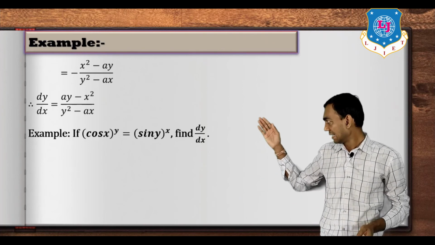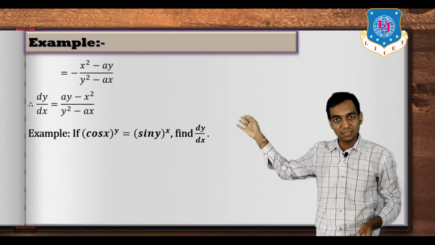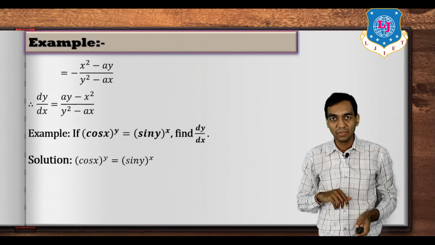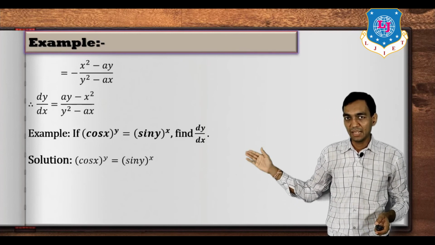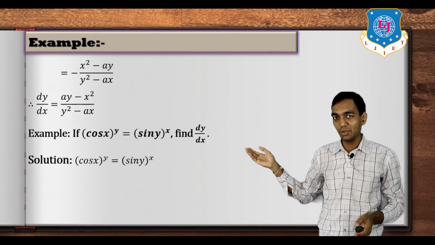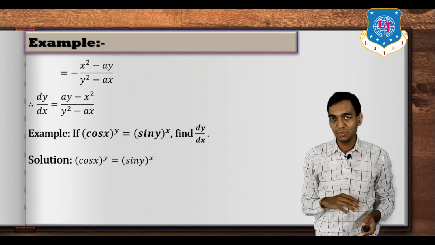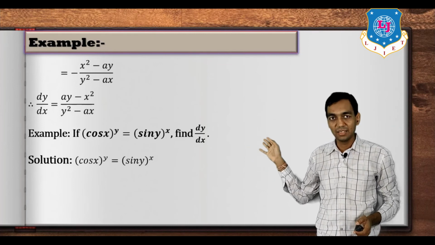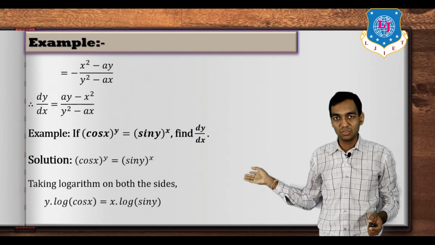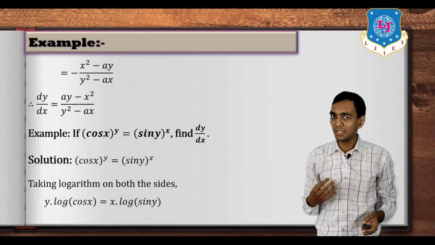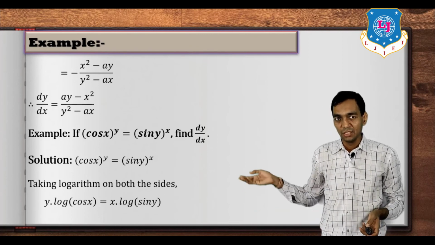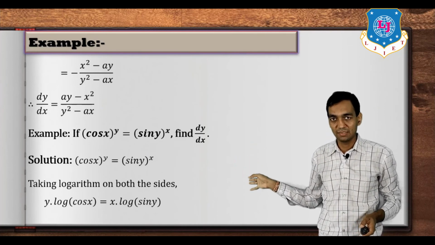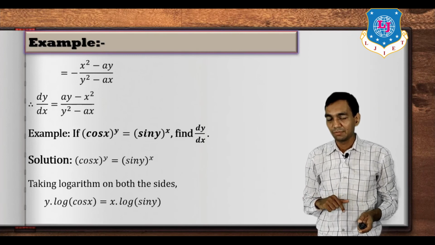In the same manner, the second example we have taken is (cos x) raised to y is equal to (sin y) raised to x, and find dy/dx. Here again check out, you cannot make x or y the subject, that means you cannot write x in the form of y or y in the form of x. So here you have (cos x)^y equal to (sin y)^x. Taking log on both sides. For simplicity of differentiation we are taking log, otherwise you can differentiate directly. So for simplicity, we are taking log, that will give y log cos x is equal to x log sin y. Correct?